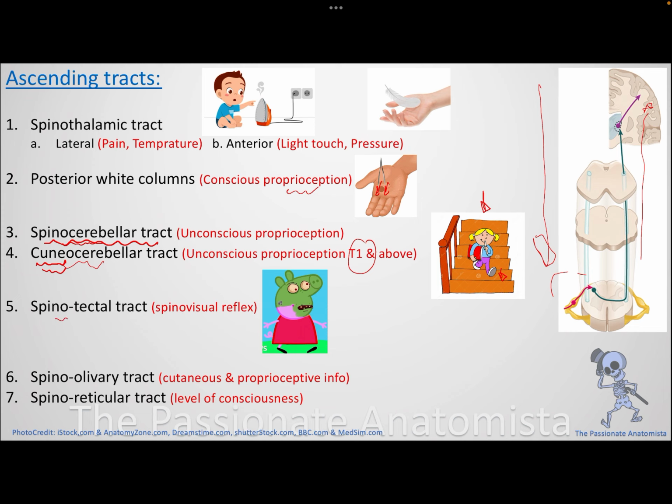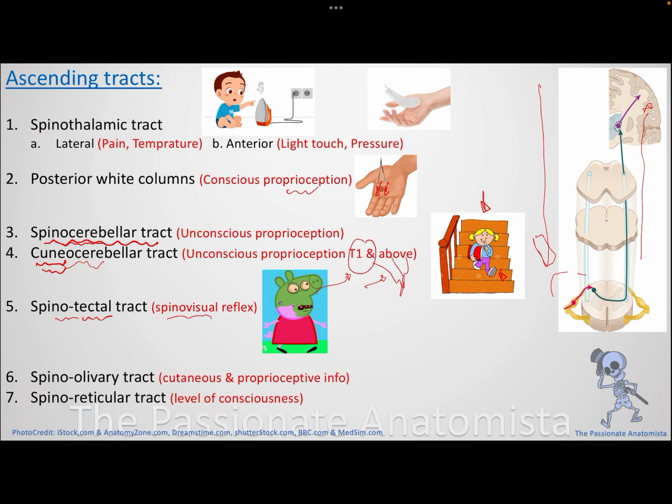Now, what about the spinotectal reflex? If you see a fire, let's say there is a fire suddenly, and then you turn your eyes and you turn your body towards that, this is thanks to the spinotectal tract. It's responsible for the spinovisual reflex. If you can see something with your eyes, the information comes to your eyes, and then you can see it.